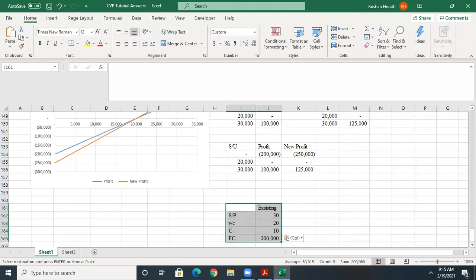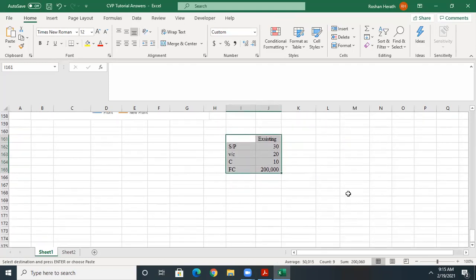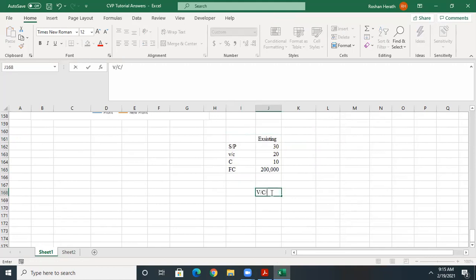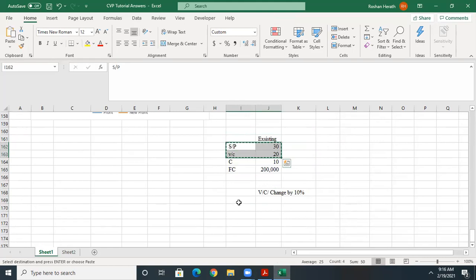So if you take the original data set, you can work out different scenarios. First one, variable cost change by 10%. Variable cost change by 10%. The sales price remained the same.